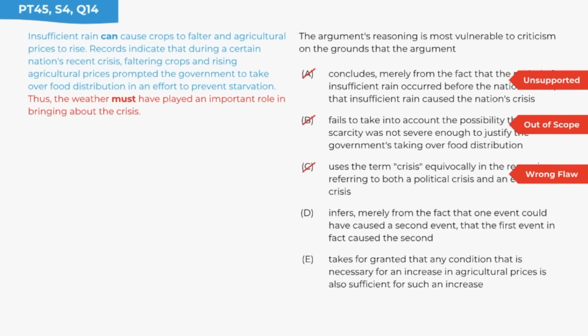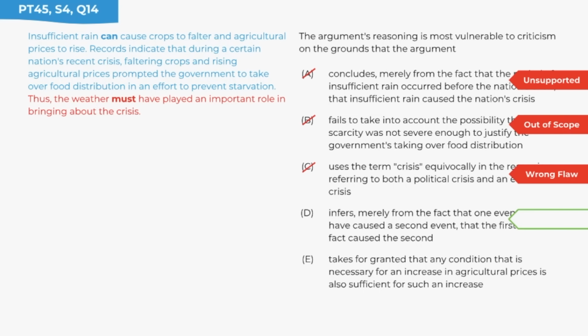Answer choice D says, infers merely from the fact that one event could have caused a second event, that the first event in fact caused this. This sounds exactly like what we're looking for. It's moving from could to did. So let's hold on to answer choice D.